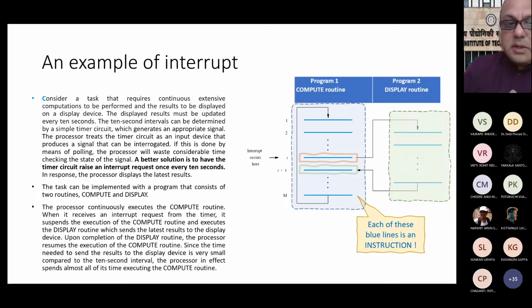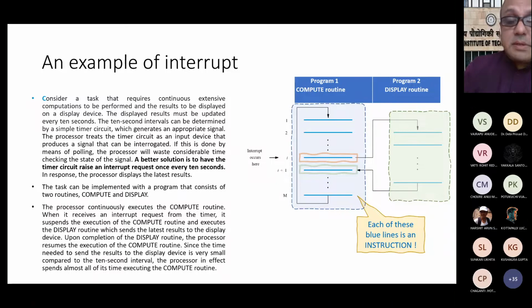So which is why your textbook says that, okay, let's not have the display peripheral interrupt the CPU. Let's have another peripheral called timer interrupt the CPU every 10 seconds. So every 10 seconds, the timer just pings the CPU and says, hey, CPU, do you have something to display? So the CPU then executes the service routine and says, oh, well, I don't think I have anything to display, and comes back immediately.